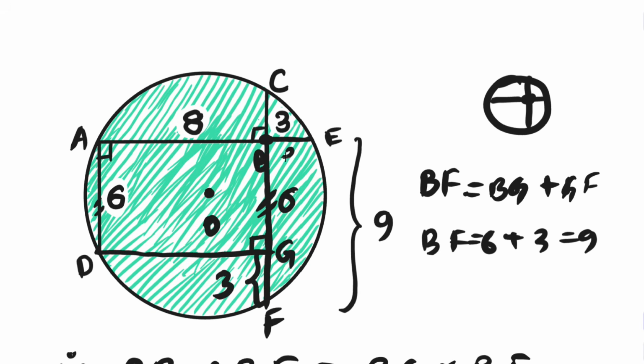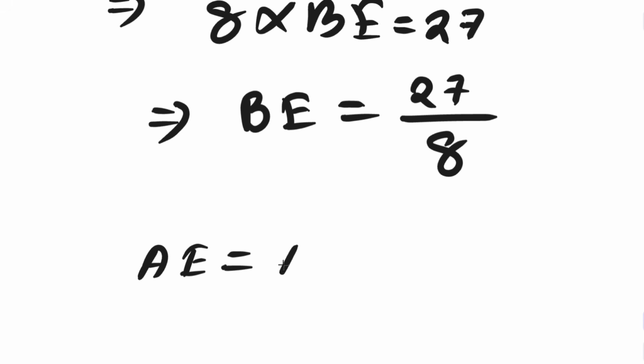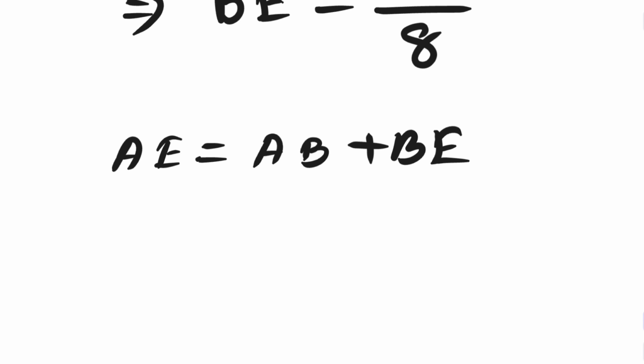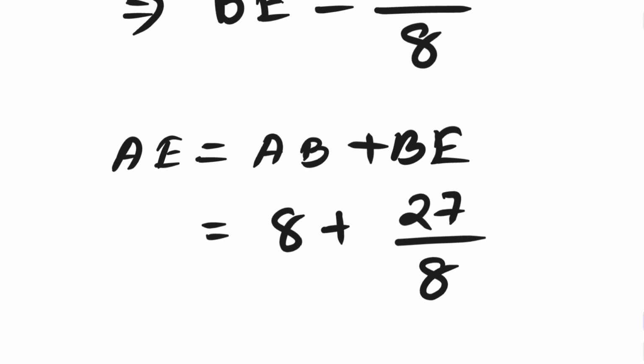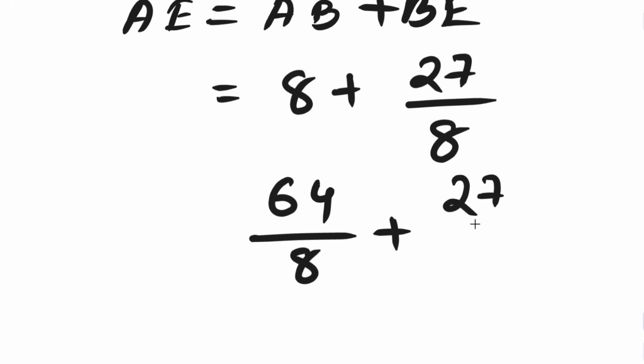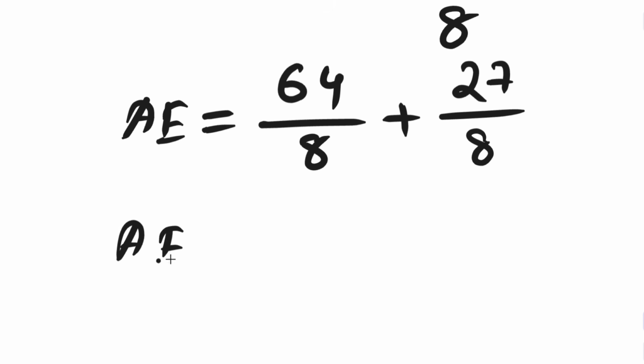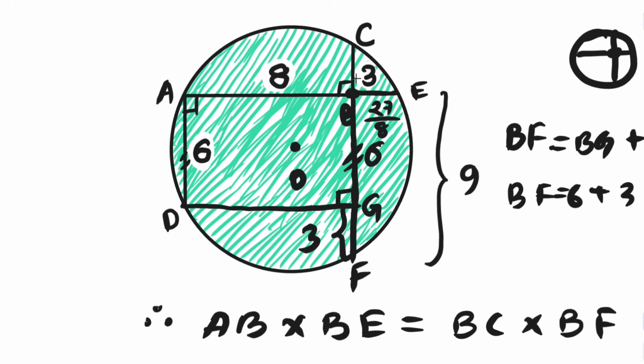Great. Now we can find the entire horizontal chord AE. Since AE consists of AB plus BE, we have AE equals 8 plus 27 divided by 8. Let's rewrite 8 as 64 divided by 8 so that the denominators match. Then AE equals 64 divided by 8 plus 27 divided by 8. Adding the numerators gives 91 divided by 8. So the length of chord AE is 91 divided by 8.